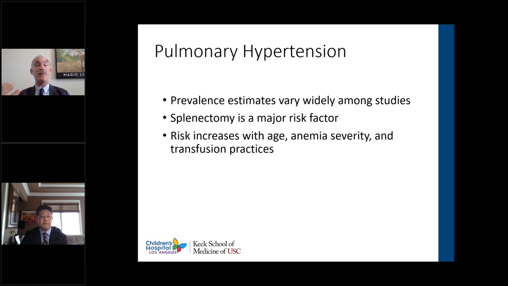It increases with the anemia severity. Therefore, transfusion practices also are a very powerful mediator of pulmonary hypertension risk. So, as you might expect, most thalassemia intermedia patients are more anemic and have splenectomy, so they are at the highest risk of pulmonary hypertension. It does occur in well-transfused thalassemia major, but it's quite rare.